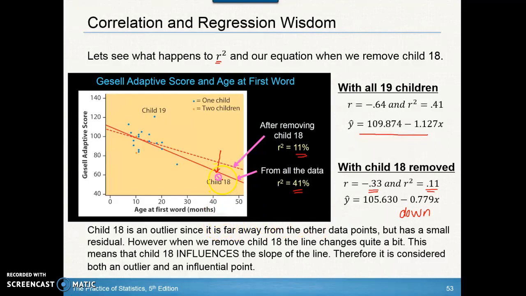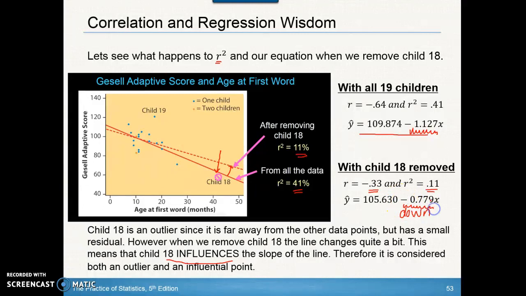Child 18 is an outlier since it's far away from the other data points, but it has a really small residual. However, when we remove child 18, the line actually changes quite a bit. This means that child 18 is an influential point because it influences, or changes, the slope of the line. So take a look. With all 19, the slope of the line was negative 1.127.